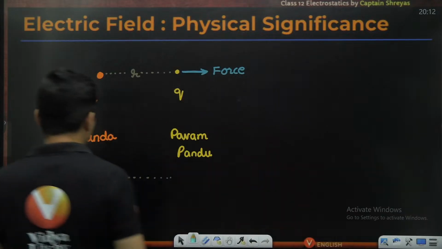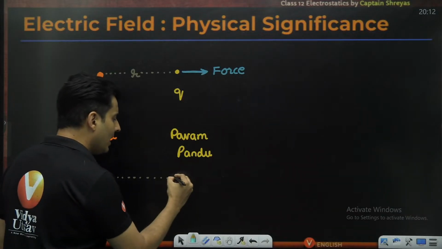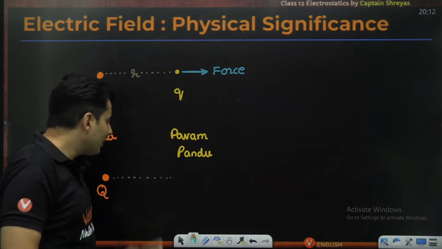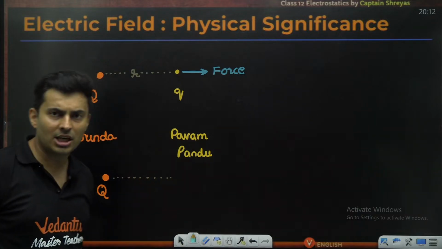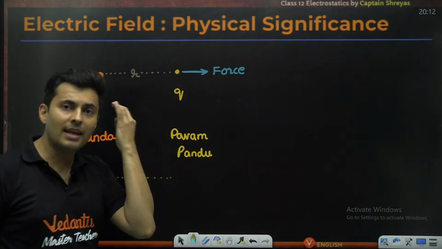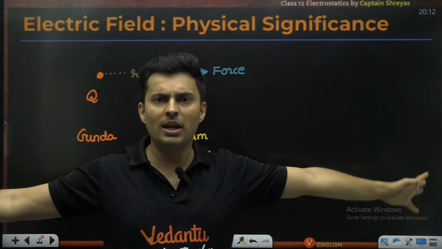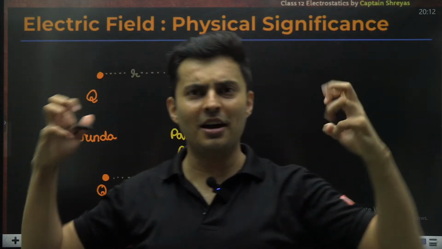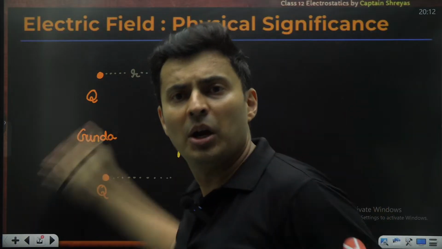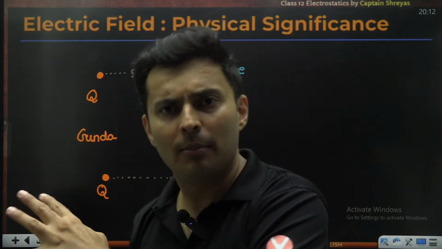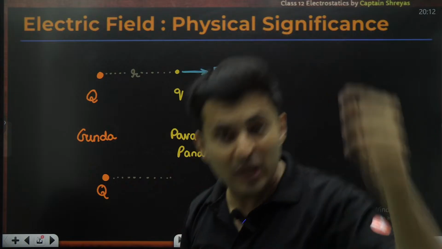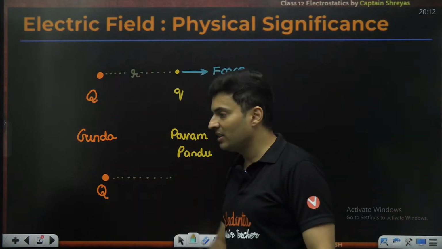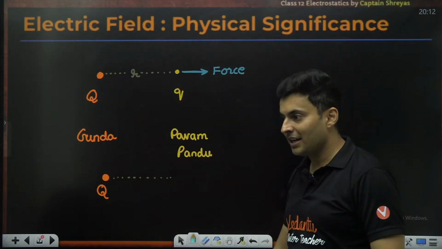So this gunda, this charge Q, will have some field, but for that field there need not be a charge. This field is anyways there. This gunda, wherever he is, he has his field around with him. He finds one pandu, dhab. He finds another pandu, dhab. He applies force. So field is there because of this guy, not because of this guy.